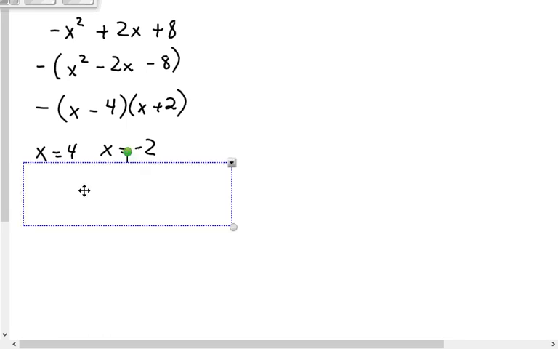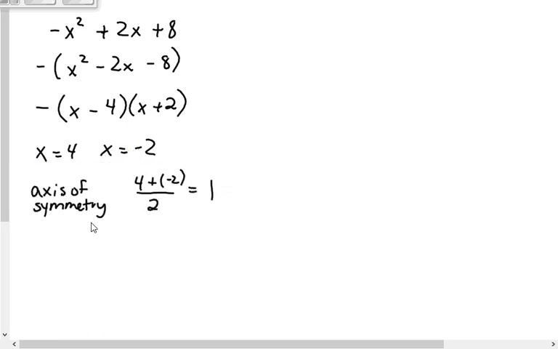Moving on, we want to find the axis of symmetry, and that's the line that divides our parabola into equal symmetrical halves. To do that, we take our two x-intercepts and add them together. So we have 4 plus negative 2, and we're going to divide by 2 to find that midpoint, which is equal to 1. This is the x value of our vertex, which is either the highest point or the lowest point of our parabola.